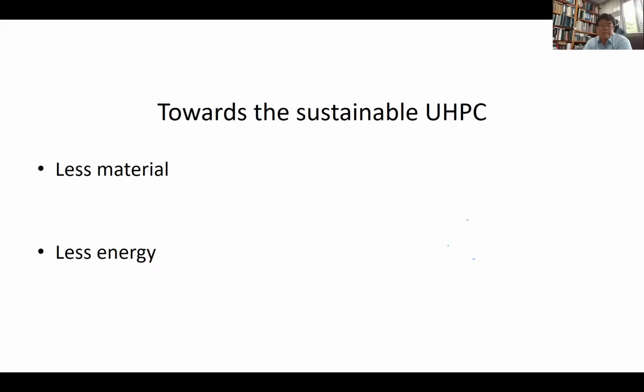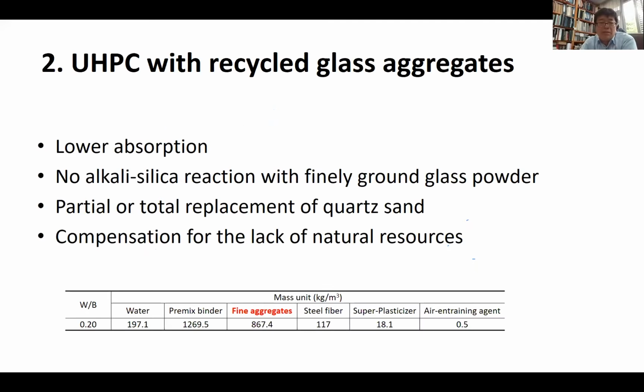So, how can we contribute to a sustainable Earth, and how can we increase the sustainability of construction material using UHPC? Our research team is trying to find ways to use less material for UHPC, and also to reduce the energy consumption in the building component. So the first subject is the UHPC with the recycled glass aggregate.